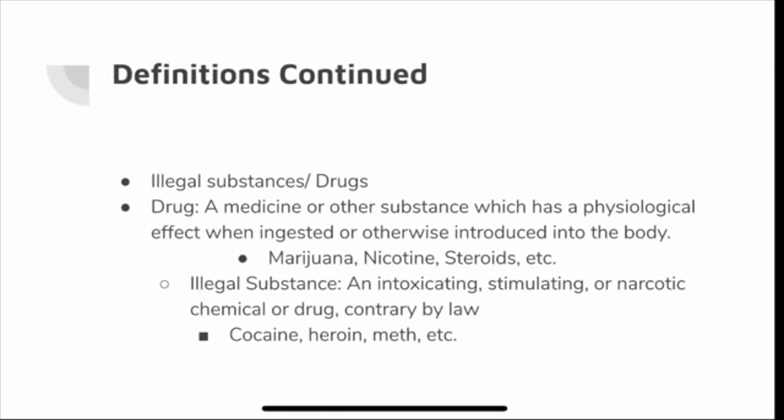Next, we're going to be talking about drugs, and drugs are defined as a medicine or other substance which has a physiological effect when ingested or otherwise introduced into the body, such as marijuana, nicotine, steroids, etc. And finally, there are illegal substances, which encompass drugs, but it is defined as an intoxicating, stimulating, or narcotic chemical or drug contrary to law. So this would include drugs that are illegal, such as cocaine, heroin, meth, etc.